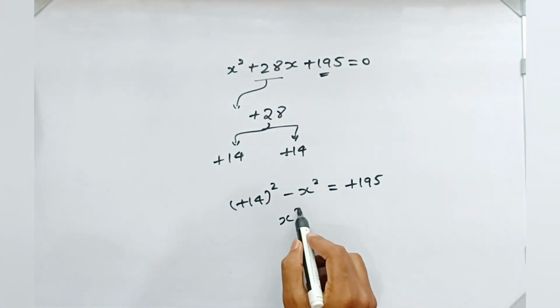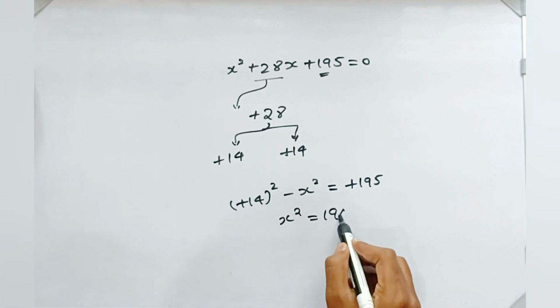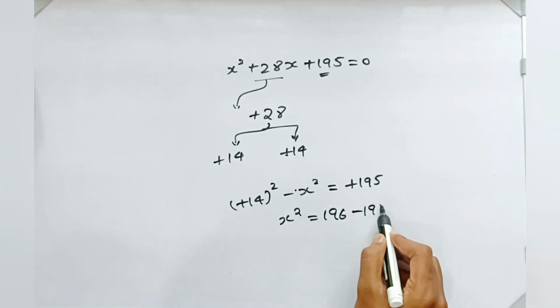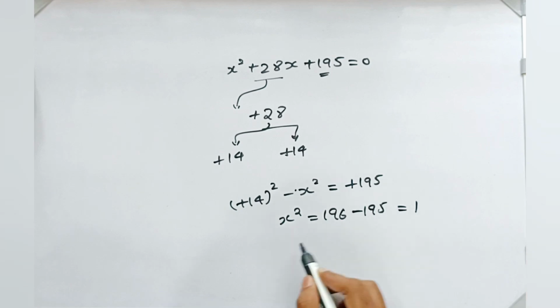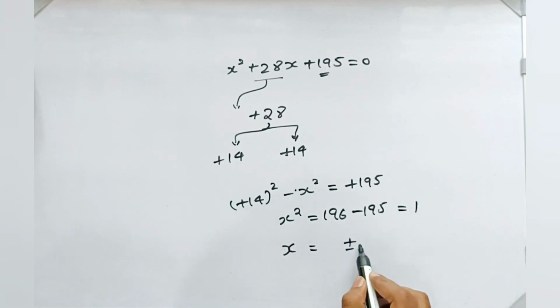After that we have to calculate the x square. It is nothing but 196. This will come to this side as minus 195. It is nothing but 1. X square is equal to 1. What is the x? It is plus or minus 1, which means plus 1 and minus 1.